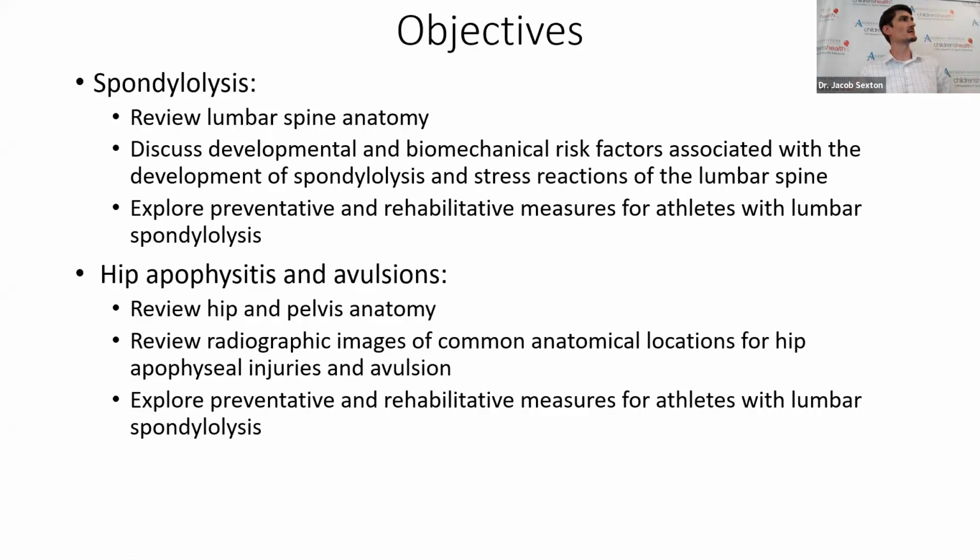So my objective today is going to review that lumbar spinal anatomy. We're going to discuss some developmental biomechanical risk factors associated with development of spondylolysis and stress reactions. We're going to explore some preventative and rehabilitative measures for the athletes with lumbar spondylolysis. And then I'm going to briefly talk about some hip apophysitis and avulsion injuries, show you some classic injury patterns that you see with it, and kind of identify some of those at-risk athletes.